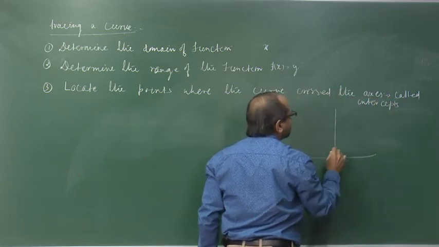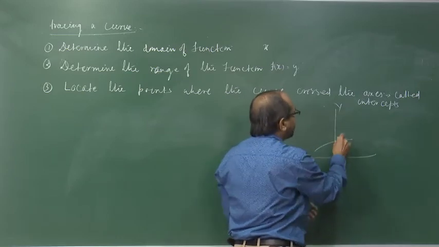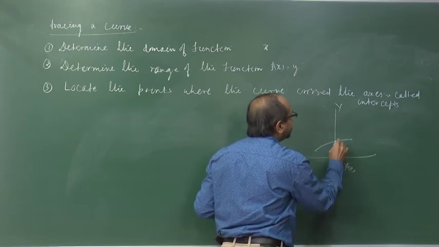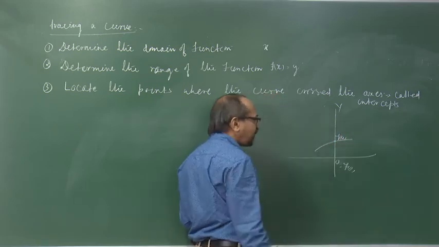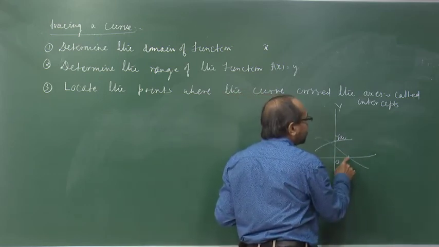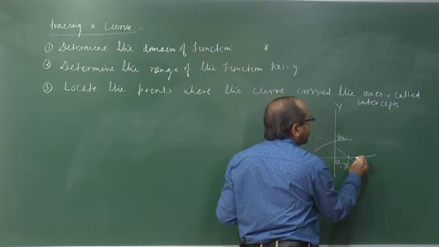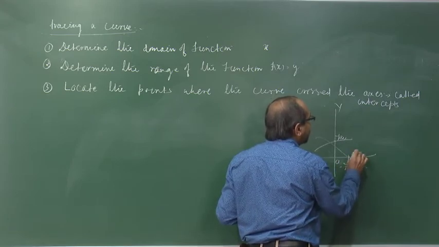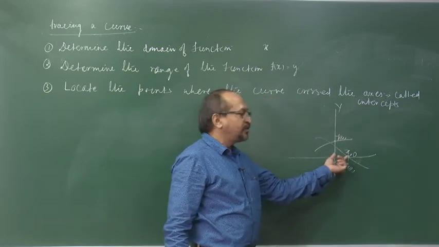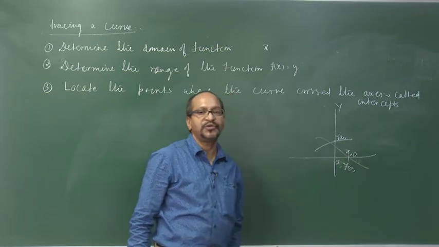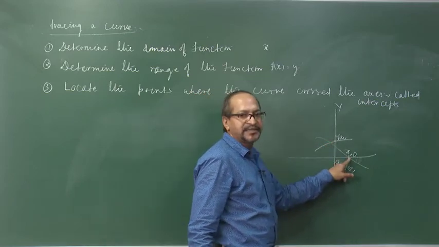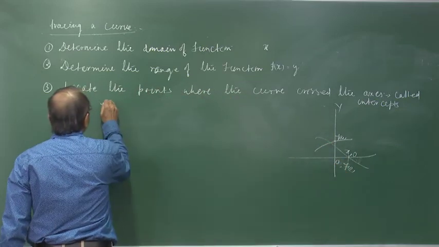Obviously, if the function intercepts y at this point, then this point is 0, f of 0, the function value is here f of 0. And if the function cuts the x axis here, then the function value is 0 and the x value is say x. So, one is x, 0, another is 0, f of 0. And this is the y intercept, this is the x intercept.